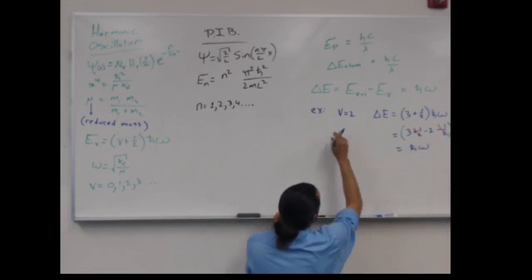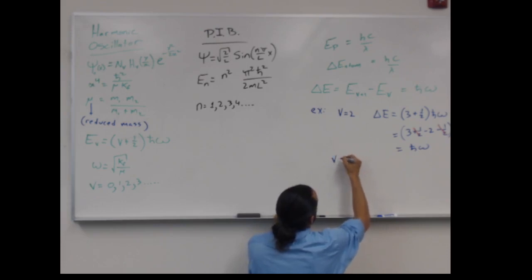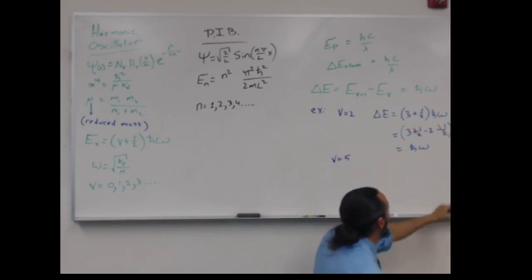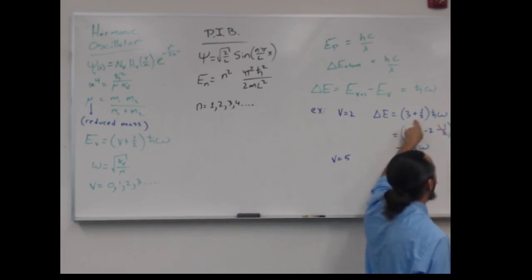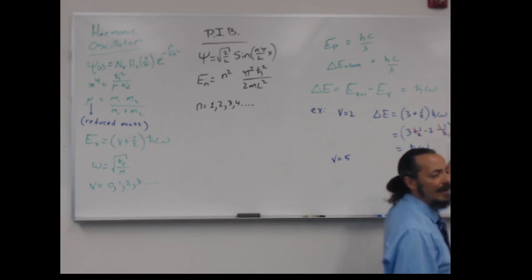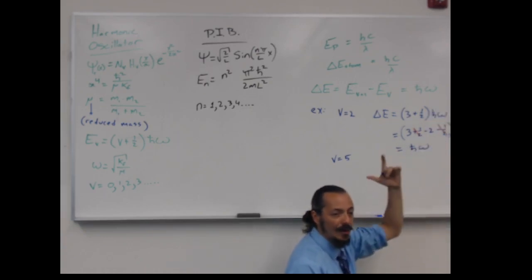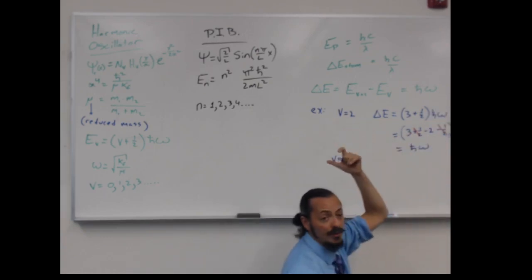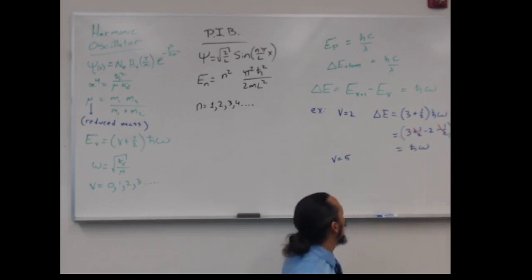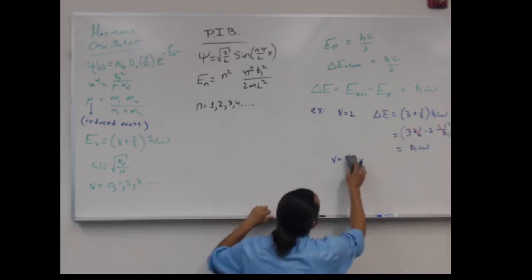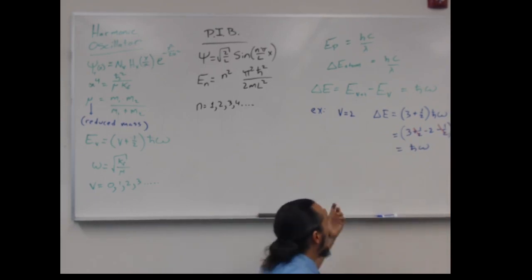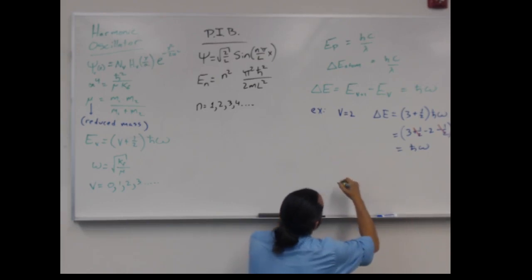We could do the same thing if v equals 5. Right? The exact same math is going to come out. You're going to have 6 plus a half h bar omega minus 5 plus a half h bar omega. The 1/2 is always going to cancel out. And the fact that it's a v plus 1, just doing a step between two energy levels, you'll always get h bar omega.